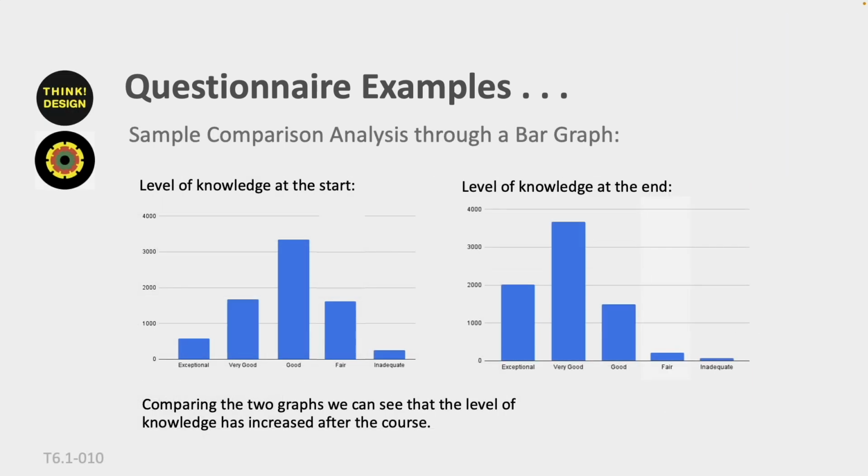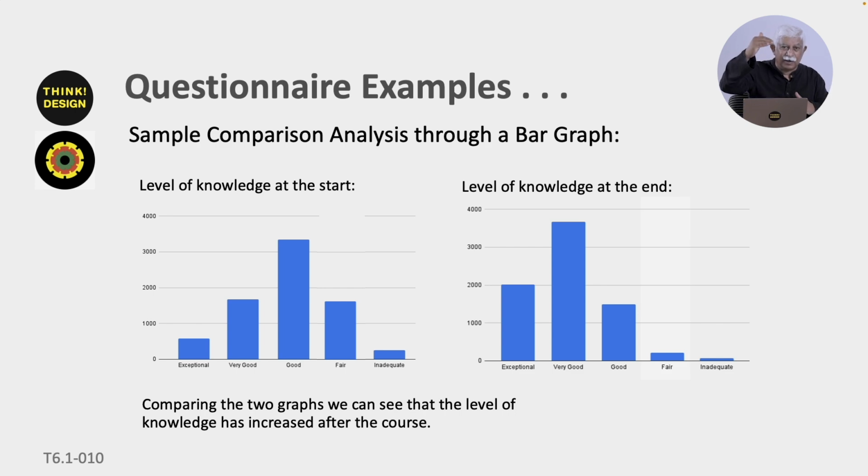For example, after you get the answers, you can collate this information. Here you can see that over 9,000 responses have been received to the question on level of knowledge at the start of the design thinking and innovation course and at the end of the course. And you can see that there is a drastic change when you compare the 2 graphs, and you can understand that, for example, exceptional was very small here at the beginning and it's become quite large here.